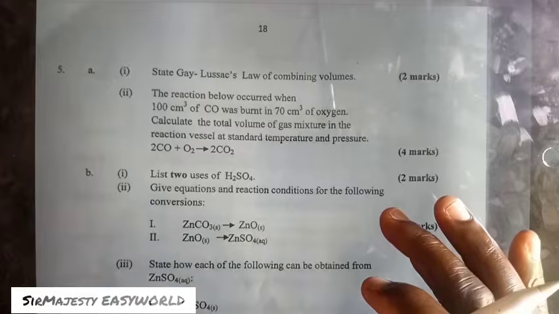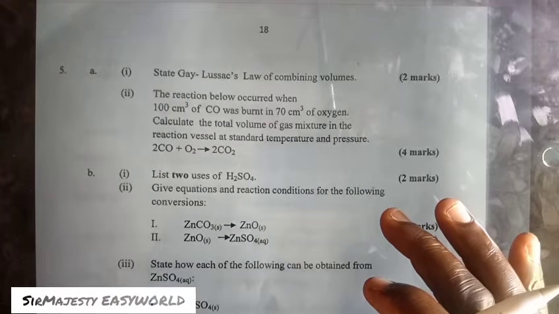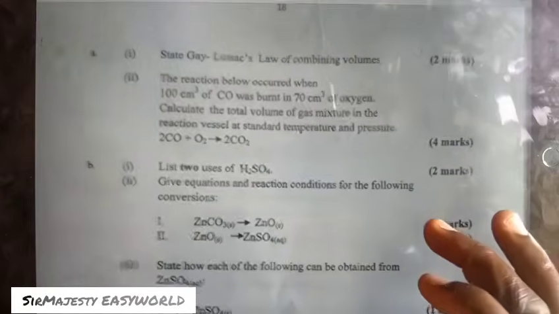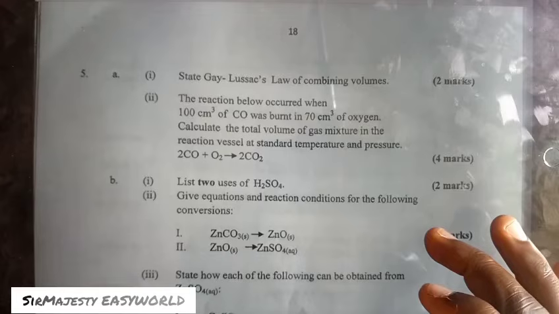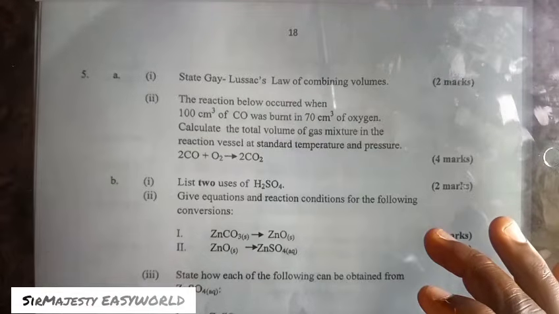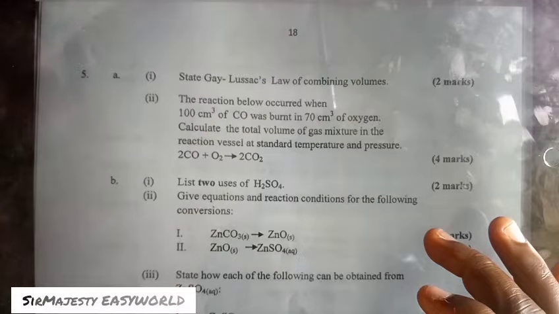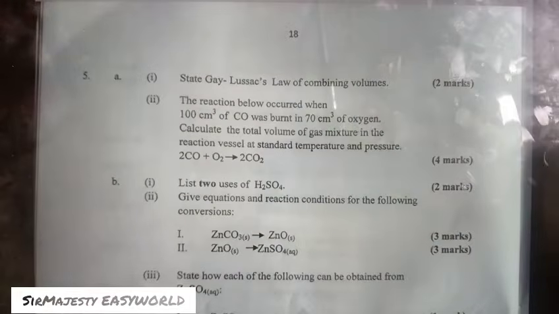So the total volume of gas mixture in the reaction vessel means the residual gas. That is the gas that remains after reaction, which is equal to the volume of excess gas plus the volume of the product, if the product is actually gaseous. Though they do not even indicate the state, they have told you gas mixtures, which means the product is also a gas. So we now go back. Bear in mind that 100 cm3 was given for CO and 70 cm3 was given for oxygen. That's what you should bear in mind.